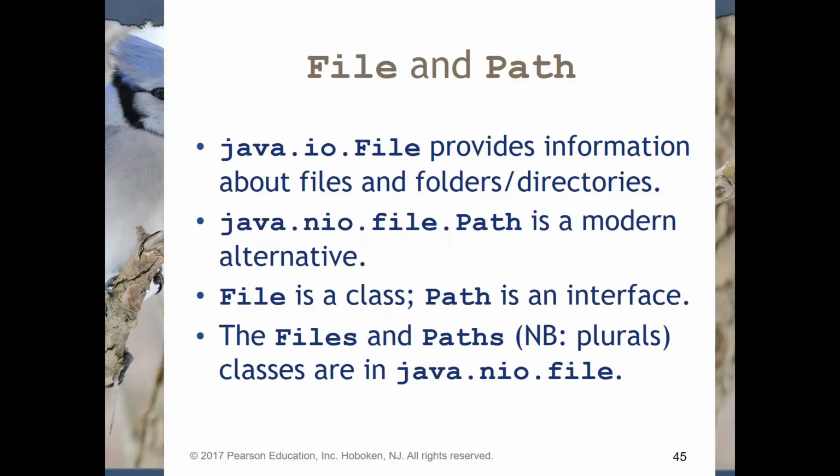java.nio.file.Path is a modern alternative. So you can use IO or NIO. It's up to you. Your shop may have a standard, so go ahead and work with it. File is a class. Path is an interface. Files and paths work together.